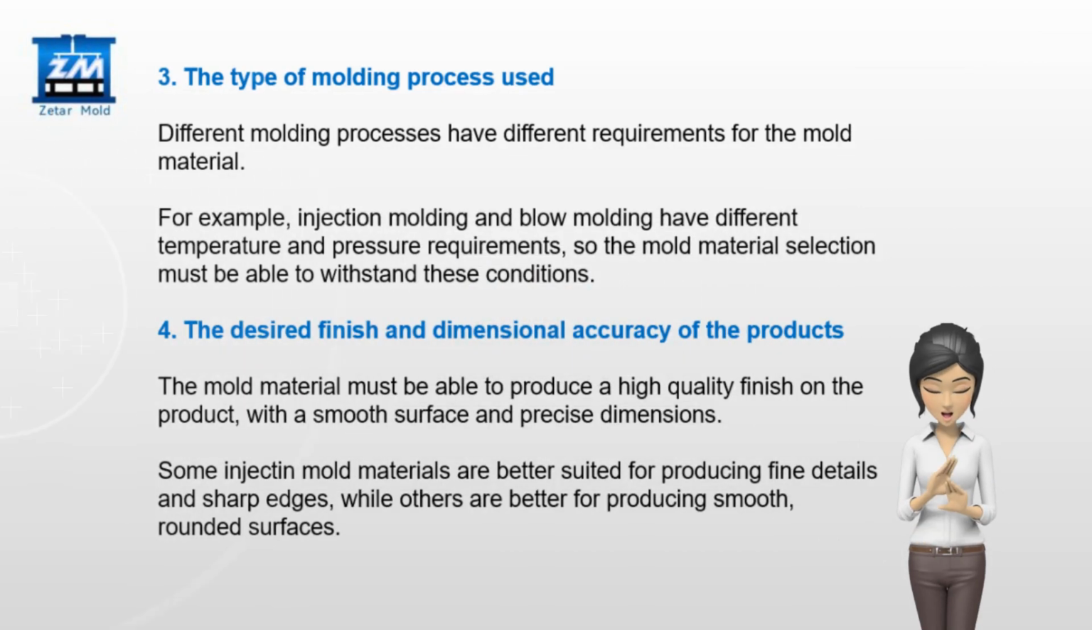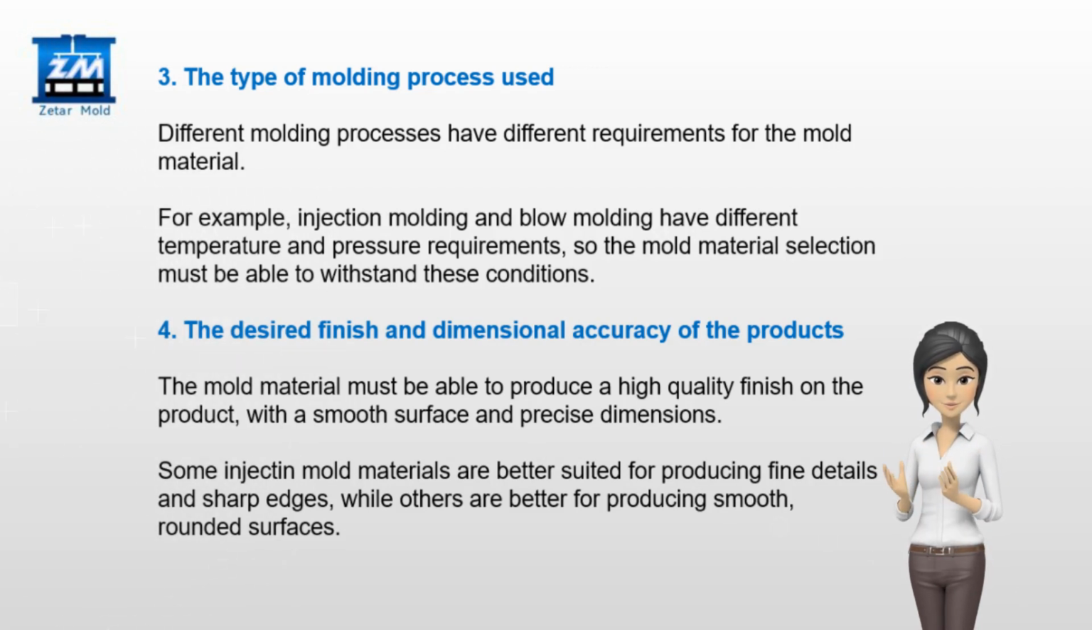The type of molding process used. Different molding processes have different requirements for the mold material. For example, injection molding and blow molding have different temperature and pressure requirements, so the mold material selection must be able to withstand these conditions.